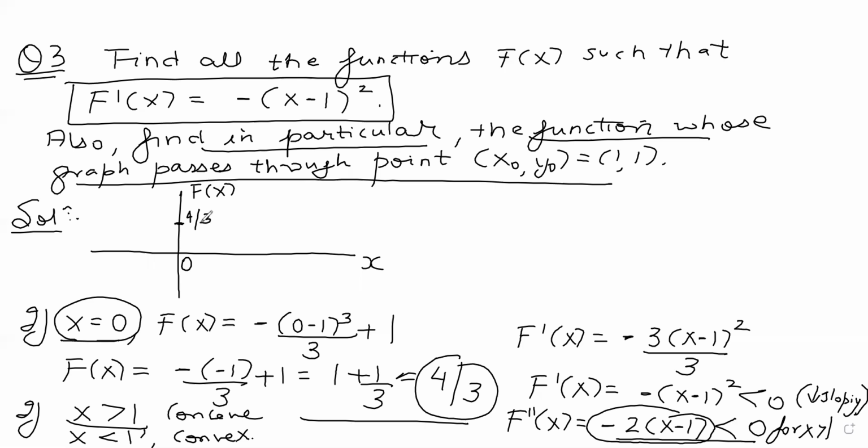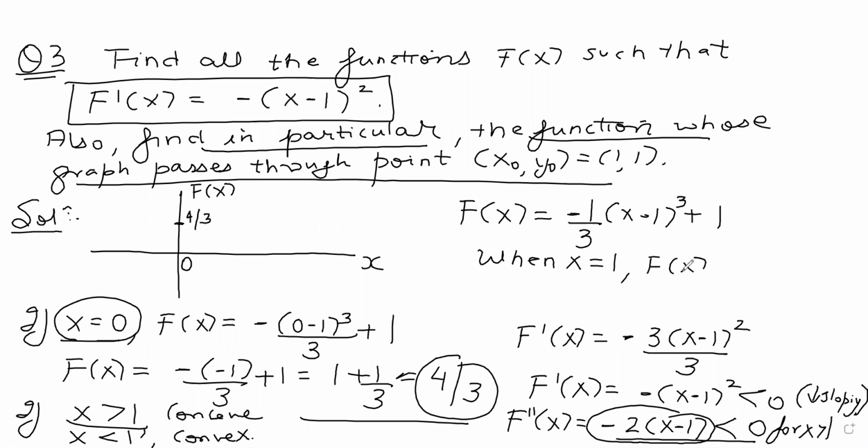You can also see, guys, another reference point. When x is 1, f of x is also 1. So my f of x has come out as minus 1 upon 3 times (x minus 1) cube plus c. Clearly, you can see that c has come out as 1. When x is 1, f of x is also 1. So the graph is passing through 1 comma 1.